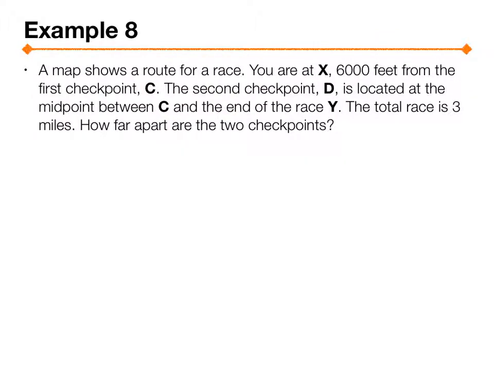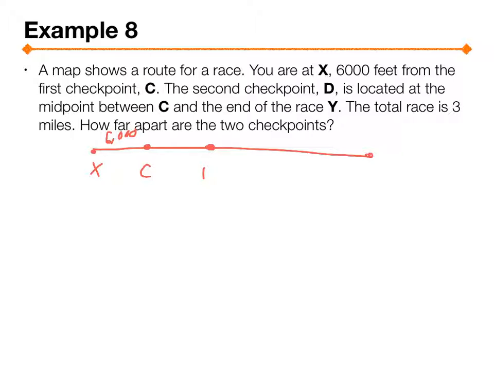A map shows a route for a race. You are at X. You're at the beginning of the race here, 6,000 feet from the first checkpoint C. So from X to C, this is 6,000 feet. Then the second checkpoint here is D. D is located at the midpoint between C and the end of the race Y.